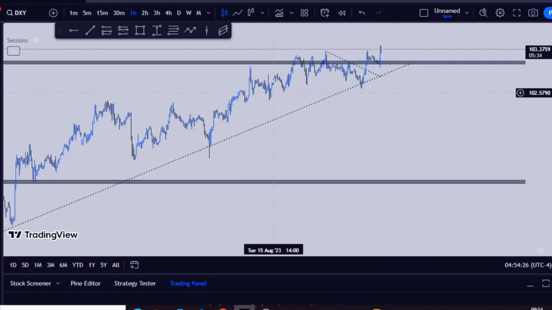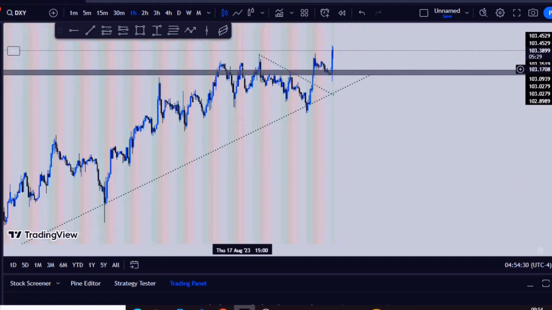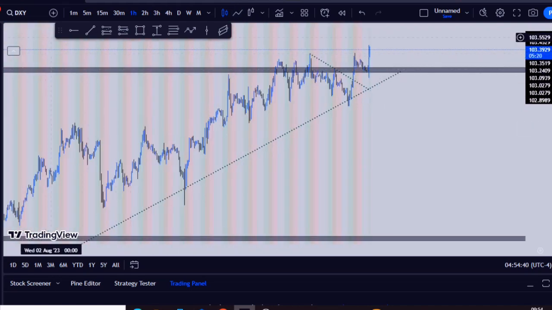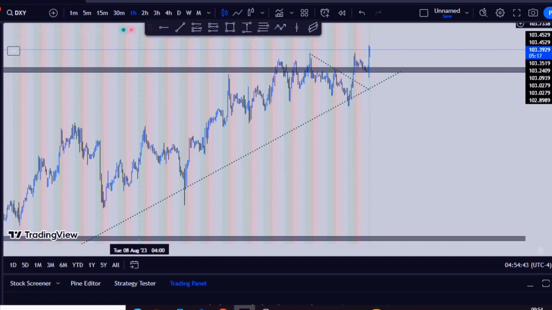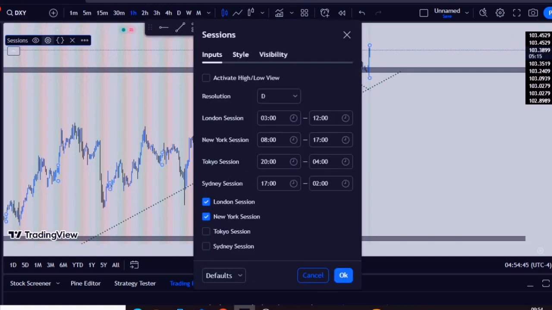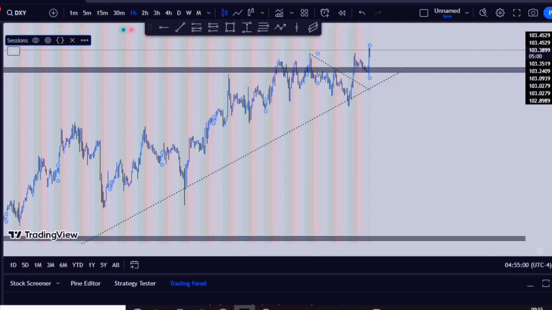First thing first, you are to add your session indicator. The session indicator just shows you where the New York session, London session, or Asian session are open. I have already edited mine. Look at my settings, you can screenshot it. Allow only London and New York sessions, that's all. Then your London should be from 3, depending on the time zone on your computer. I'm using New York time. So you click OK.